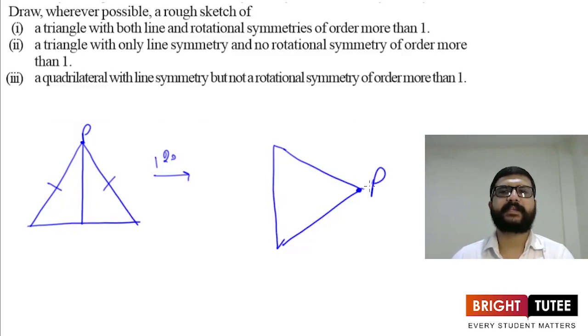Here this vertex will be P, but these two sides are equal now, and we can say these two triangles are not exactly the same. So it means by 120 degrees we are not getting the same triangle. Even if we rotate by 240, we are not going to get the same triangle back. So when will we get the same triangle back? When we make a complete rotation, that is 360 degrees. So it means the isosceles triangle is a triangle with only line symmetry but no rotational symmetry of order more than 1. Now the third part of the question.